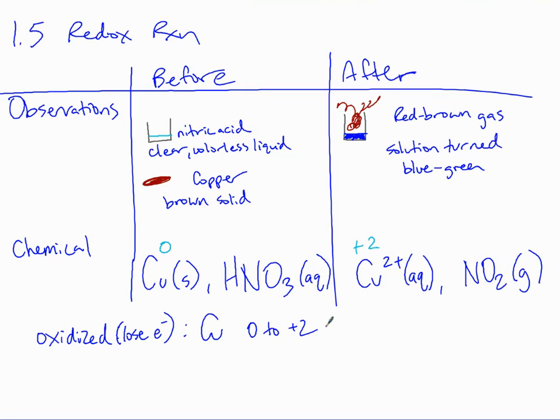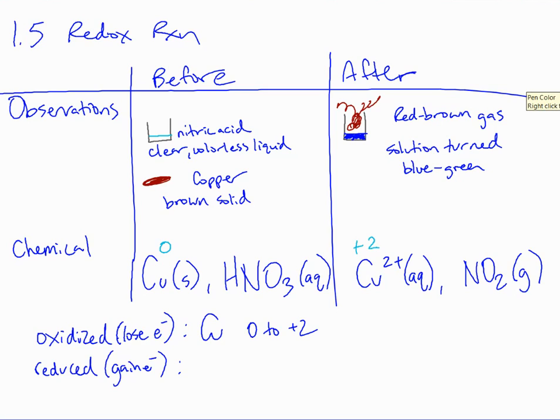So with that, now let's figure out which one is reduced, which would be gain electrons. Any reaction that is redox has to have an oxidation half, it has to have a reduction half. If it has one, it has the other. Without both, it's not even a possibility. So let's look at which one is reduced.